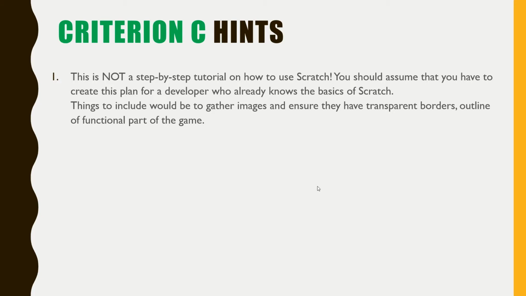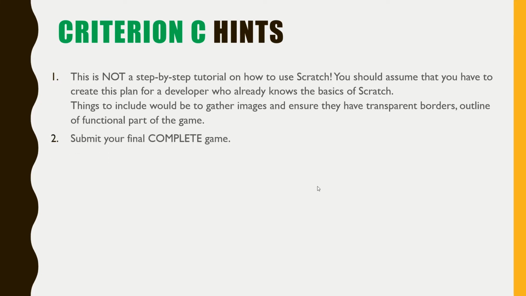So you need to break down the functions. It can't just be one big clump of text. You've got to show the step-by-step how to build exactly the same thing as you have produced. Things to include would be to gather images and ensure that they have transparent borders, outline the major functional parts of the game. You must submit all your final code complete.